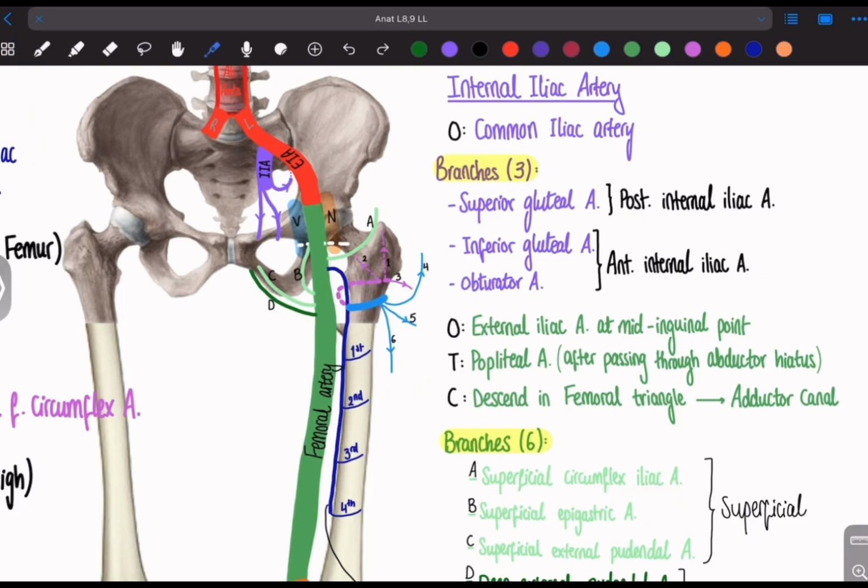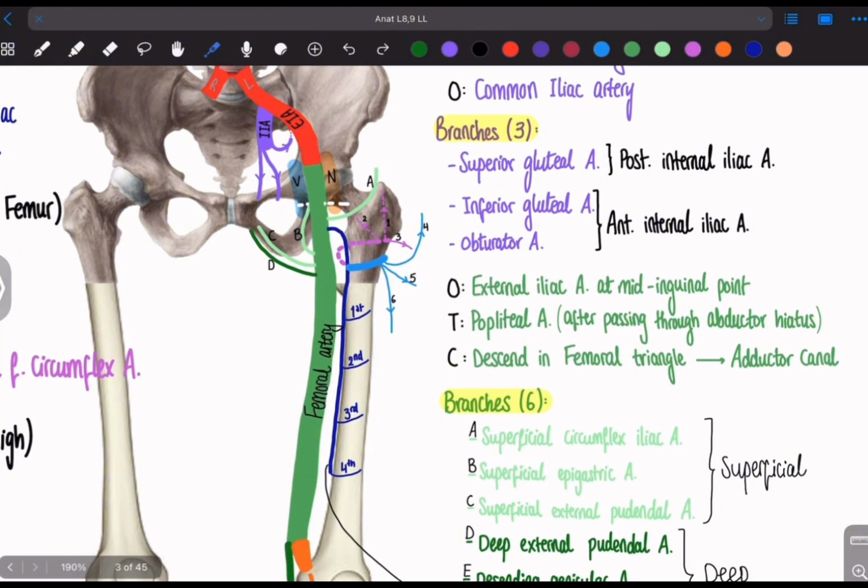The second superficial branch is the superficial epigastric artery. Epigastric means it's going to the abdomen or the GIT. So this branch goes upwards, ascending all the way to the abdomen. This is the second superficial branch. The third superficial branch is the superficial external pudendal artery. External pudendal means it's going to the external genitalia. So this is the branch here, the superficial external pudendal artery.